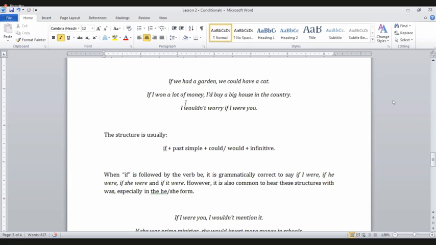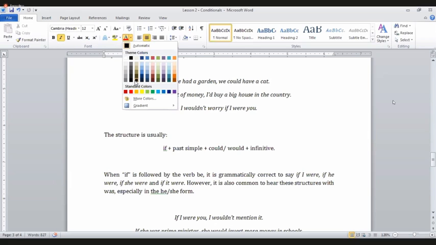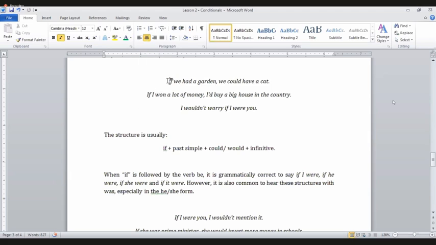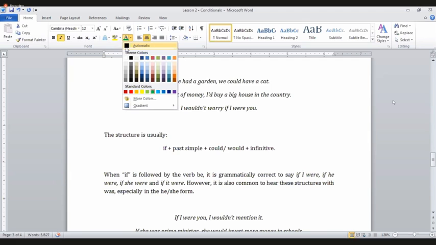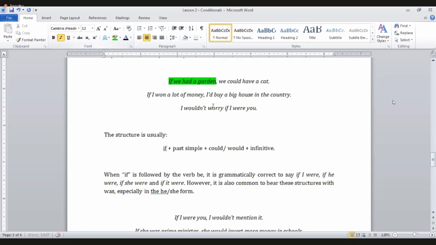We had the garden. Okay, so I'm going to highlight it in green. If clauses are highlighted in green. So if I had a garden, this is the if clause. And show me the if clause of the second sentence. If I won a lot of money. What is the if clause of the third sentence? If I were you.